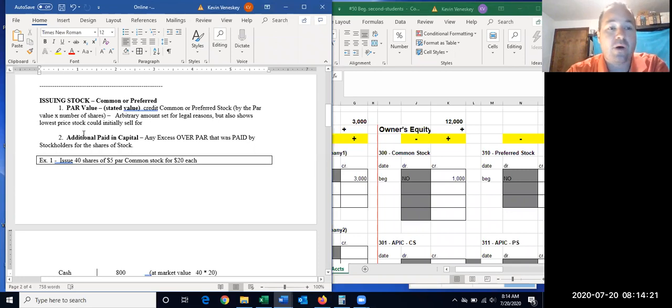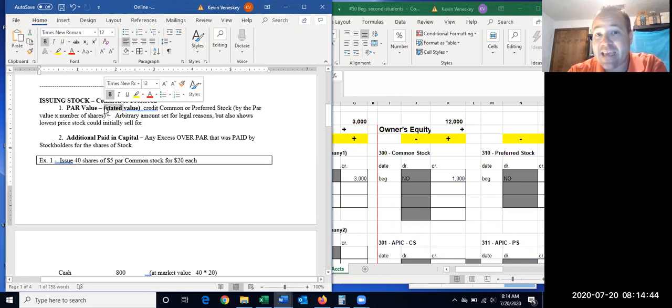All right, so let's see how stock is journalized most of the time. When you issue stock, you're typically going to see a par value. Par value, also known as the stated value, are synonymous terms. The book will try to throw in both terms in some of the problems. Just make sure you use the correct one. It'll say common stock at stated value or common stock at par value. Pick the one that the problem is saying.